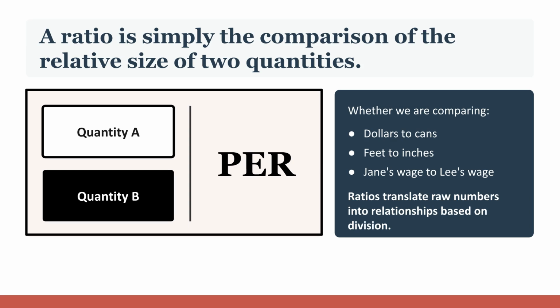A ratio simply compares the relative size of two quantities. The word per acts as a signal for division. Ratios translate raw numbers into relationships, like miles per hour or dollars per can.